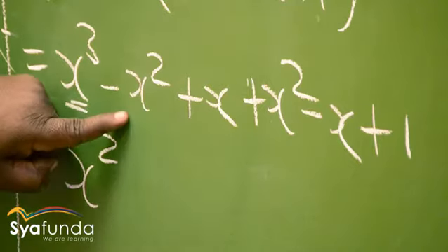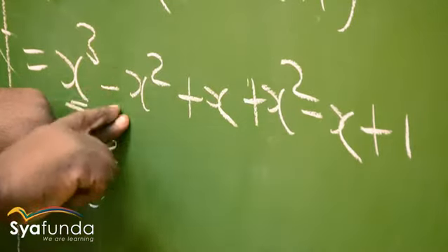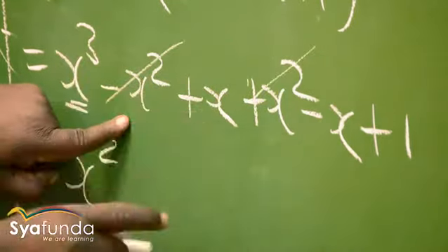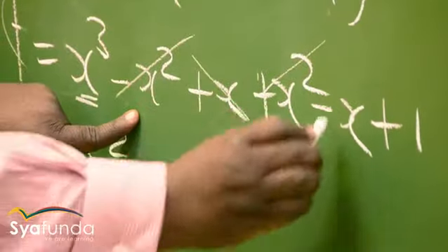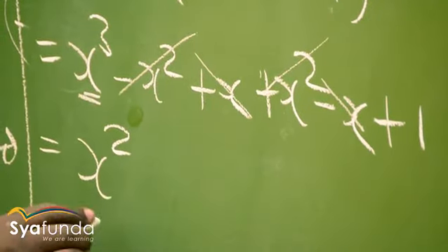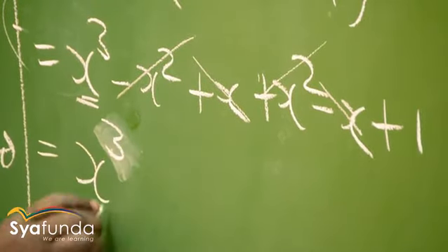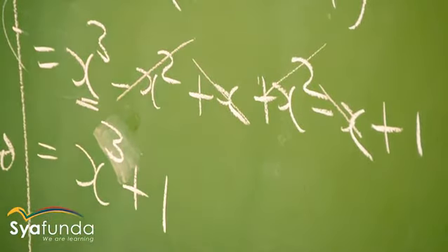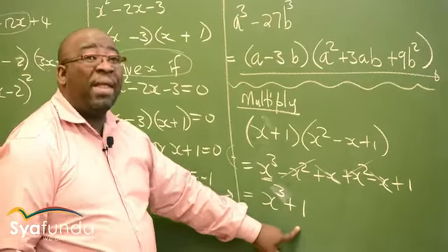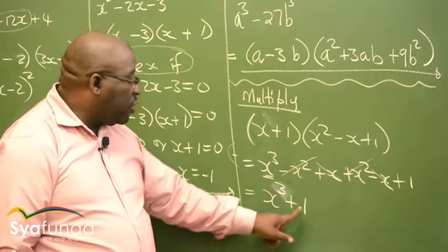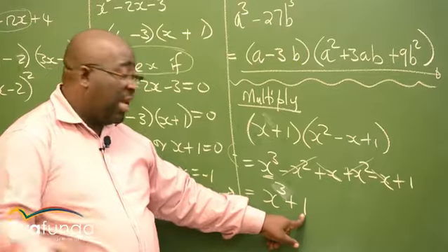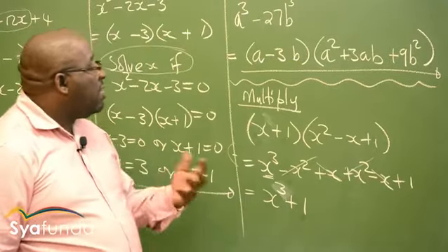This is squared, this is squared. X squared minus x squared goes, it's 0. What is x minus x? That goes, it is 0. So it's x cubed plus 1. So this is the sum of 2 cubes. Remember, this is also 1 cubed, because 1 times 1 times 1 will give us 1.